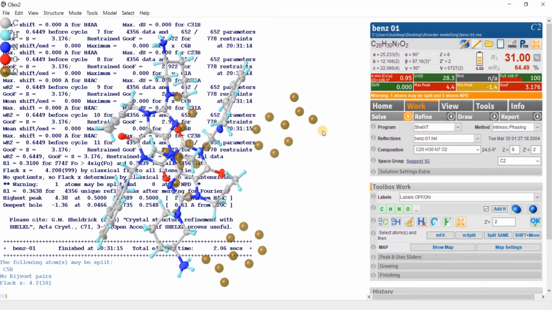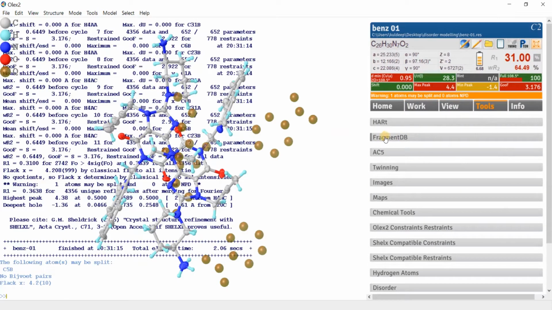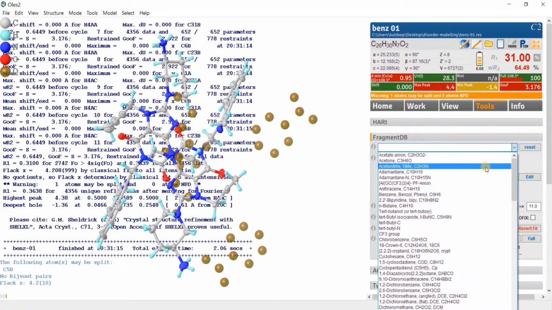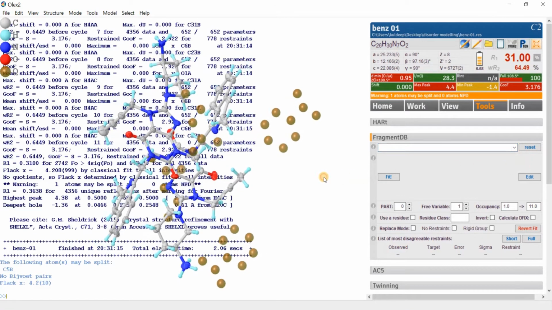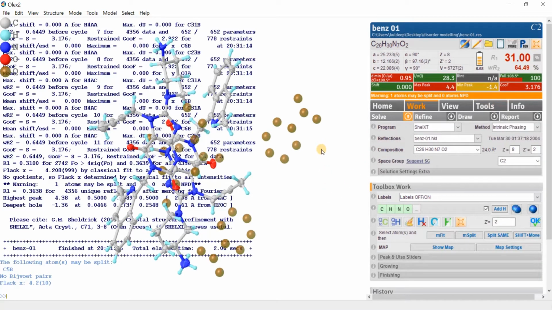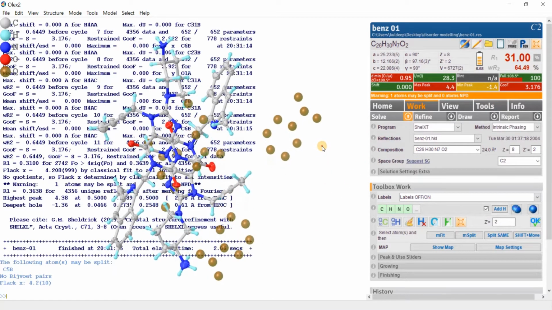For this, I am going to use FragmentDB. Press this button Tools and there is a tab FragmentDB. Press it and let's see for the benzoate. No, there is no benzoate available. This fragment benzoate is not available in the database, but no problem. What I have to do is go back to work and rename them as carbon and oxygen.